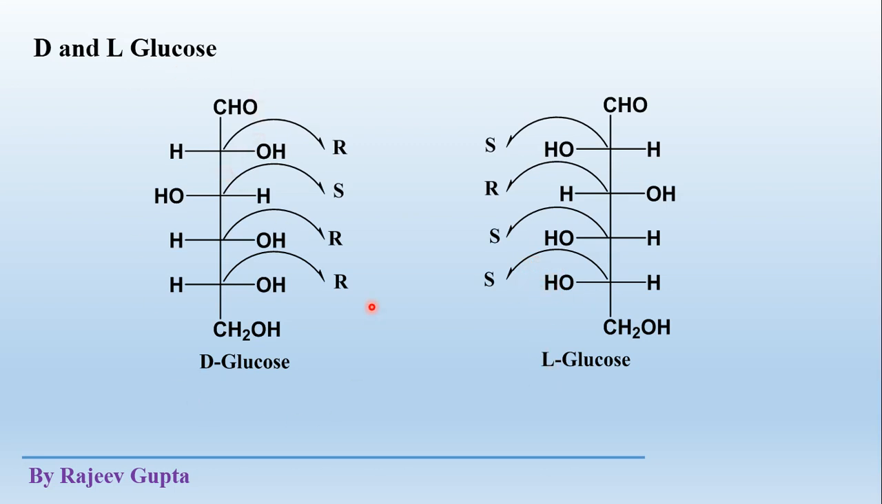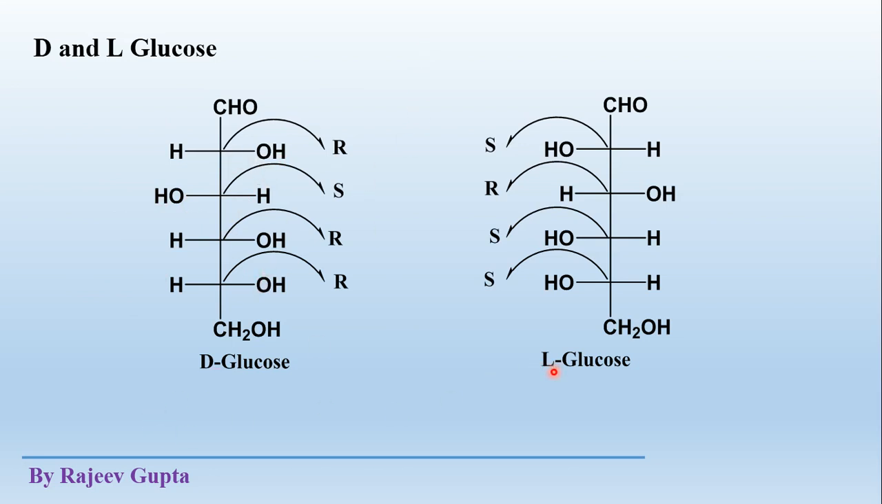So see, this is a D-glucose molecule. It has a total of 6 carbons and 4 chiral carbons: 1, 2, 3 and 4. These 4 carbons are chiral carbons. No plane of symmetry is possible, so absolutely this compound is chiral.